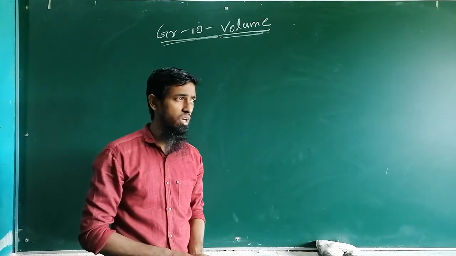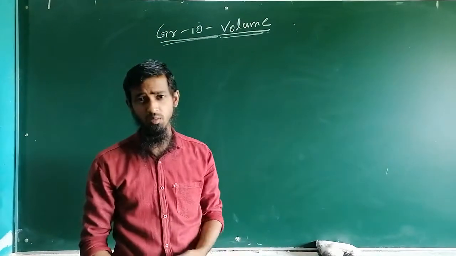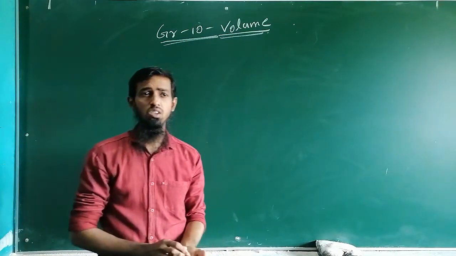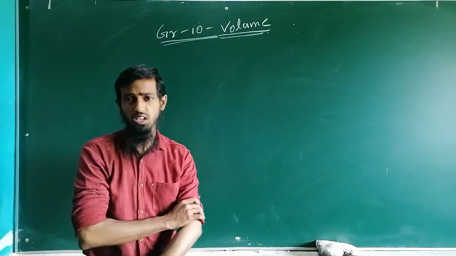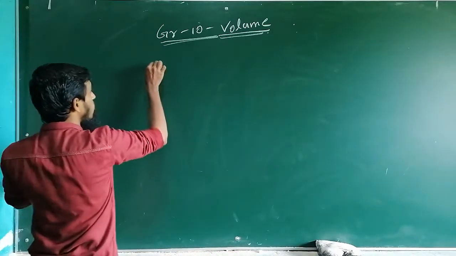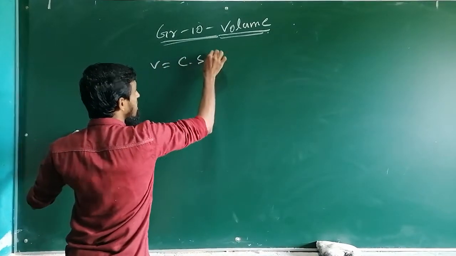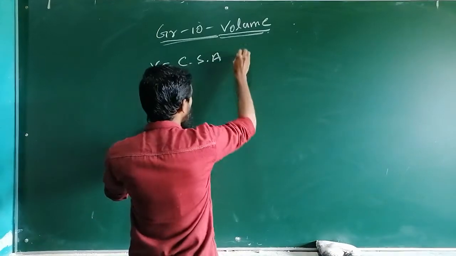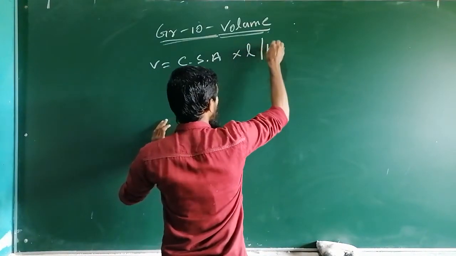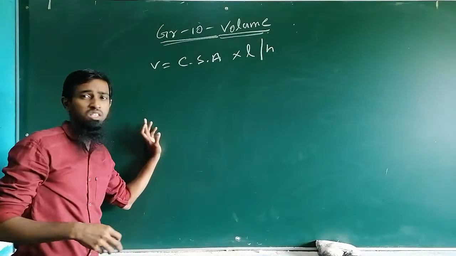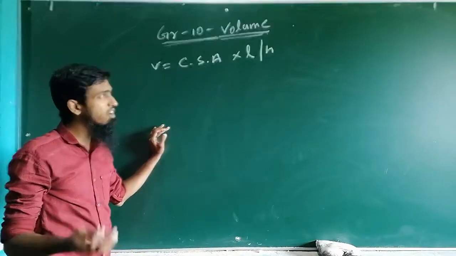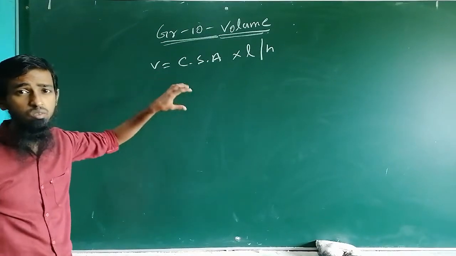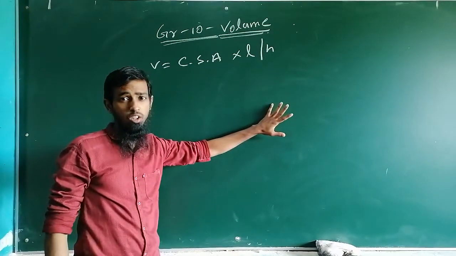So remember, the basic equation to find the volume of a solid shape is basically volume equals cross-sectional area into length or height. Maybe it's the length of that solid or the height of that solid. We discussed this equation at grade 9 while we did volume lessons.